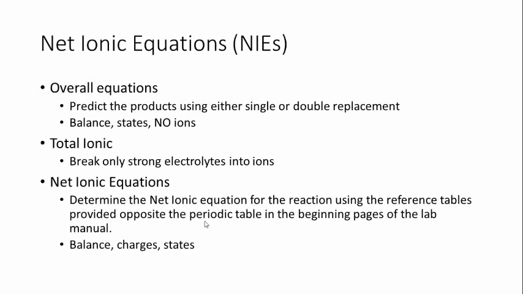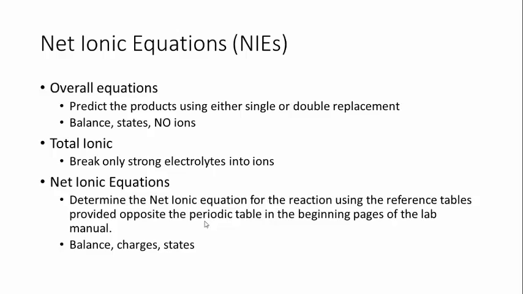You will be writing the overall equation, the total ionic equation, as well as the net ionic equation for each of these reactions. For the overall equation, you need to predict the products using either a single or double replacement reaction, balance the reaction, and provide states for each of the reactants and products. At this point, there will be no ions in this equation. For your total ionic equation, you will take your overall equation, and for each of the reactants or products, break apart only the strong electrolytes into ions. Remember that the strong electrolytes are soluble ionic compounds and strong acids.